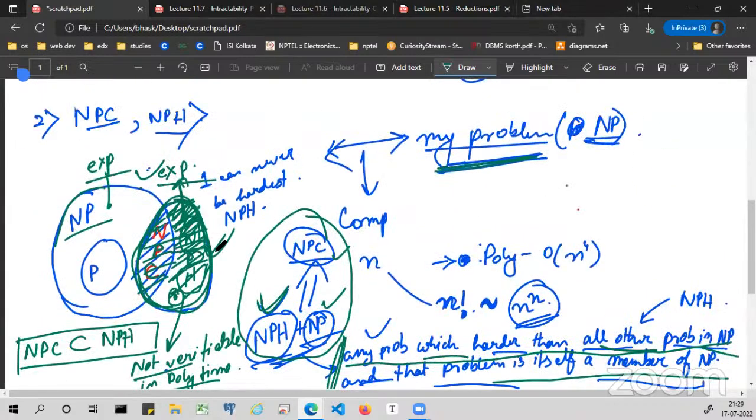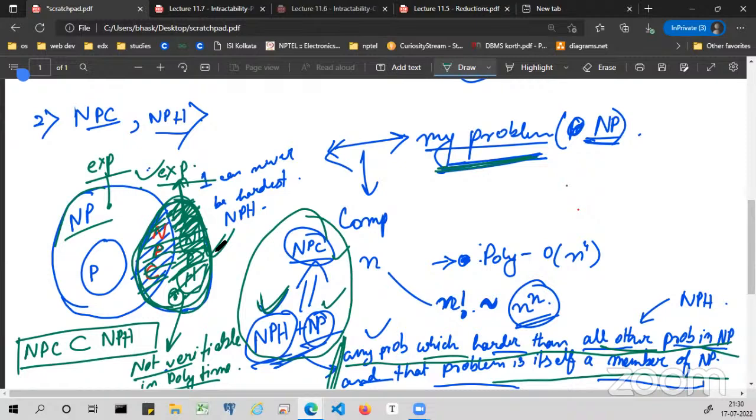NP-hard is exponential, NP is also exponential. But I am not bound to put NP-hard in NP. The reason for that is the property of NP is not restricting me to have an exponential time. Even if I have an exponential time, I am not bound to get into the NP class, because NP's property is not saying that it must be exponential. NP's property is saying it must be polynomial time verifiable.